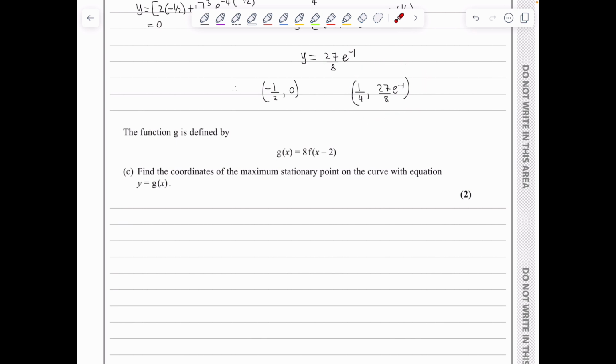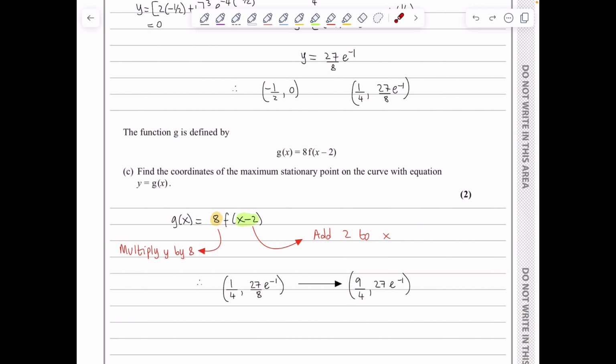Well, here we're dealing with two transformations. We've got the f of x minus 2, which simply means we are adding 2 to x, and we've got the 8 outside, which simply means we need to multiply y by 8. So if I take the original stationary maximum point on f of x, which was a quarter, 27 over 8 e to the minus 1, we know that this will take me to an x coordinate. If I add 2, I go to 9 over 4. And if I multiply the y coordinate by 8, I get 27 e to the minus 1.